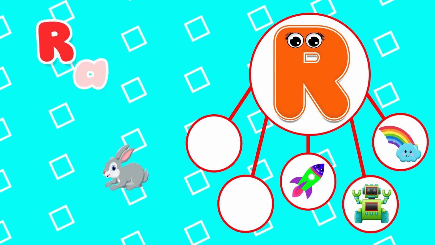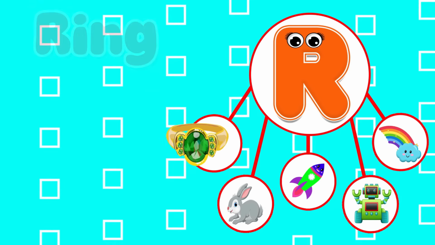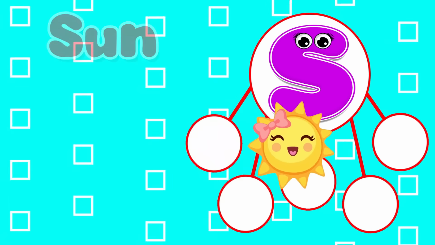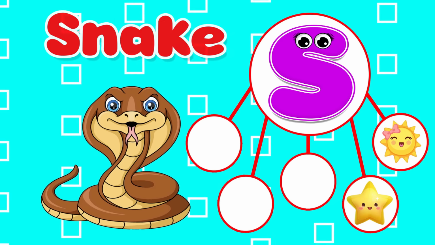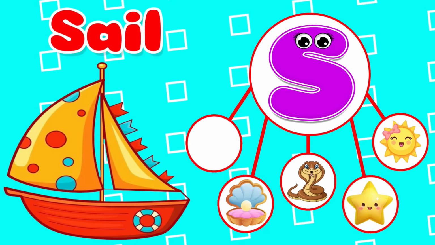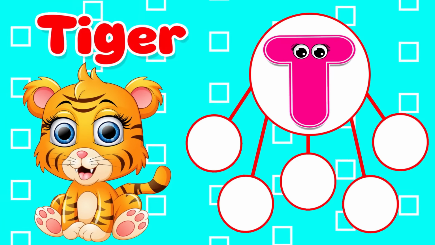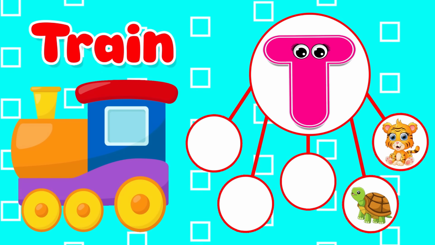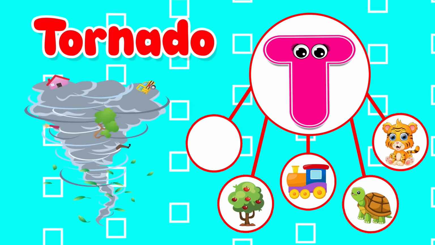Rocket. Rabbit. Ring. S for sun. Star. Snake. Shell. Sail. T for tiger. Turtle. Train. Tree. Tornado.